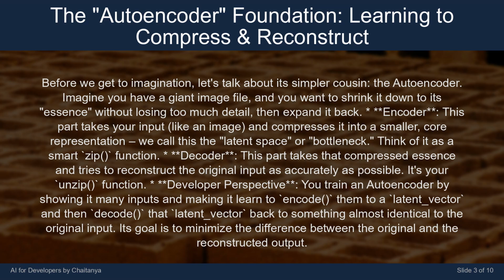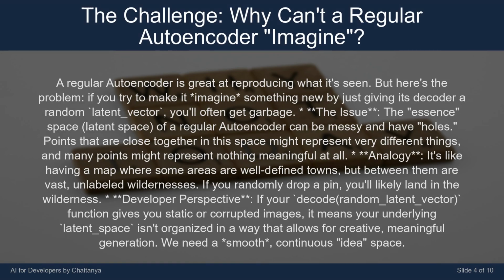Developer perspective. You train an autoencoder by showing it many inputs and making it learn to encode them to a latent_vector and then decode that latent_vector back to something almost identical to the original input. Its goal is to minimize the difference between the original and the reconstructed output. A regular autoencoder is great at reproducing what it's seen.